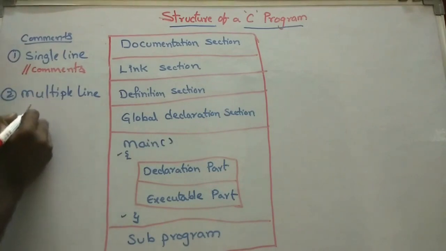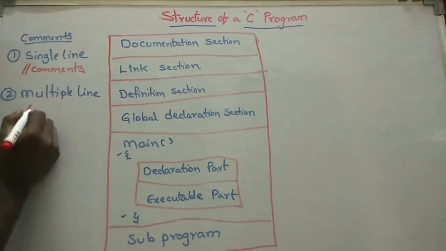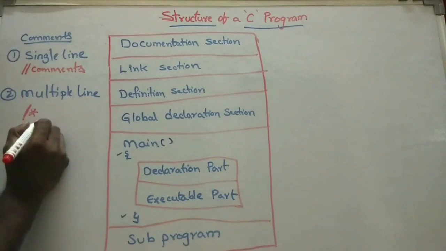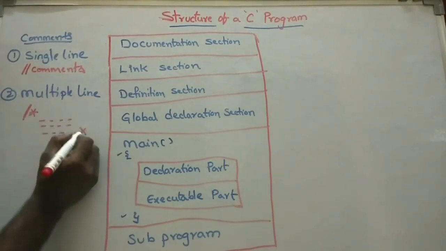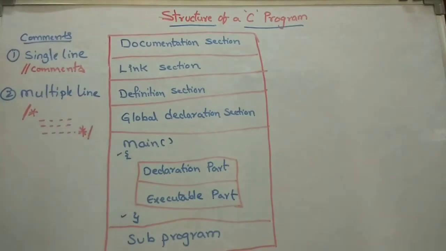More than one line means I can give slash star followed by n number of lines of comments and end with star slash. These are the two ways I can give the documentation about my program.